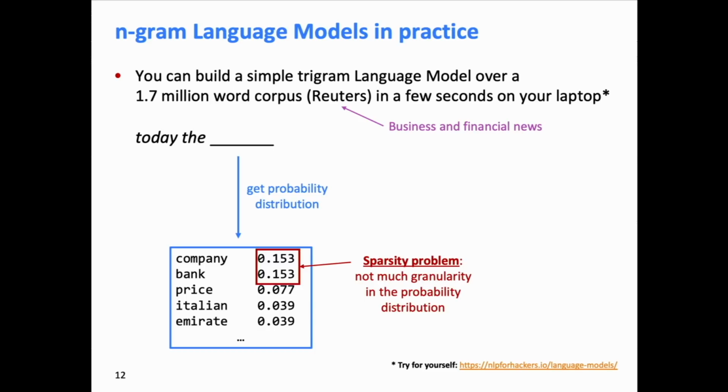And the reason for that is that this number is 4 over 26. So these are all quite small integers, meaning that we only saw "today the company" and "today the bank" 4 times each. So this is an example of the sparsity problem because overall these are quite low counts. We haven't seen that many different versions of this event, so we don't have a very granular probability distribution. But in any case, ignoring the sparsity problem, I would say that overall these top suggestions look pretty reasonable.